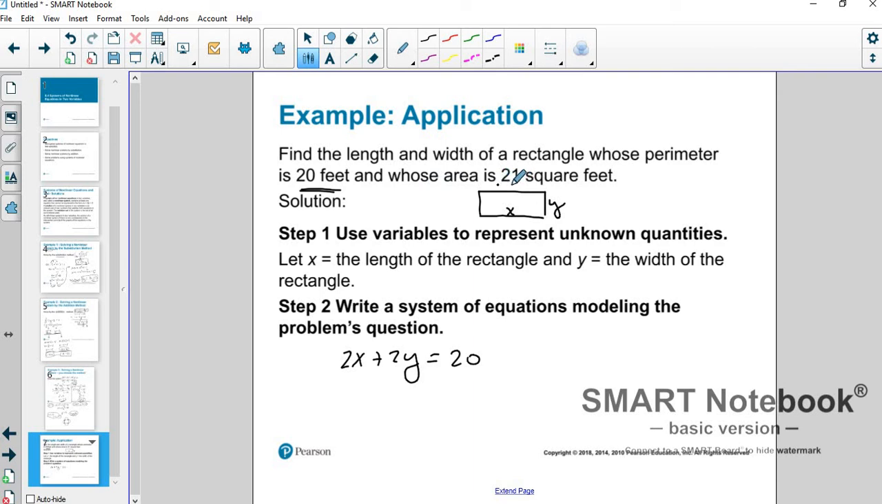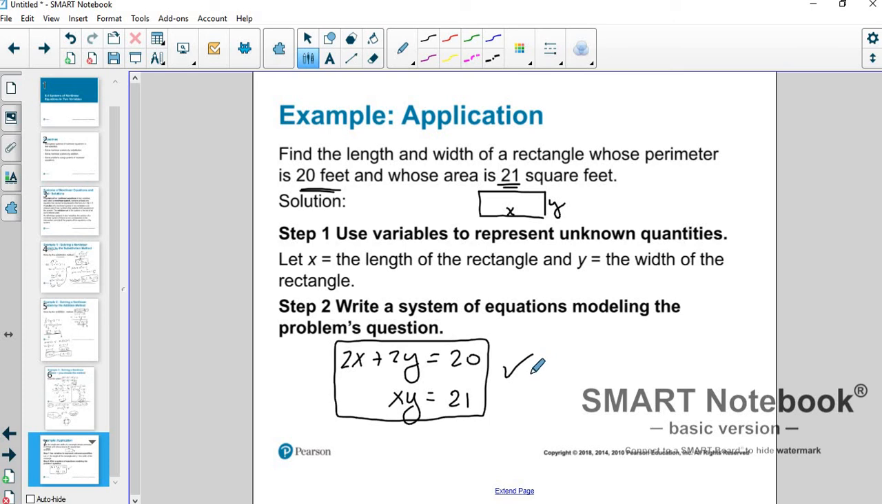And then whose area is 21 square feet? How do we do area? Area is length times width. X times y is 21. So here is your system of equations. Again, nonlinear because it's x times y, so the degree of that term is 2. That's why it's nonlinear. All right? And this is your system of equations.